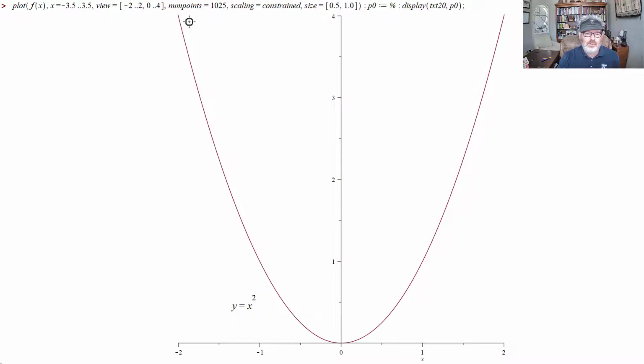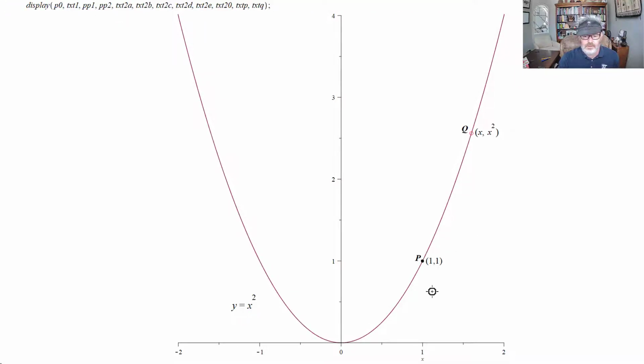So the first example was a tough one. Let me make an easier one now. x squared. And again, I'm going to look at x equals 1. Now the y value is going to be 1. So before the x value was 1, 2, slope was 1. Now my point on the curve is 1, 1. So it looks like that. So here's P, here's Q. Again, Q could be to the left of P or to the right as I graphed it.